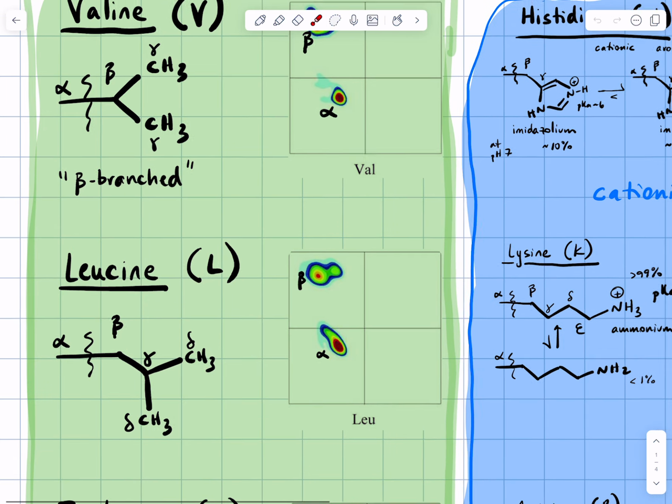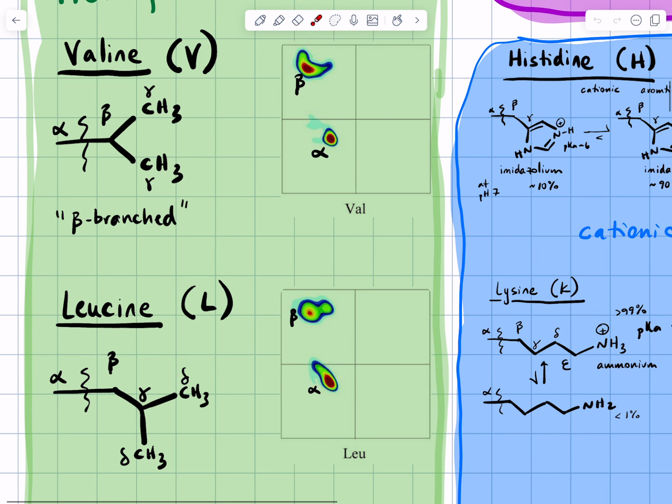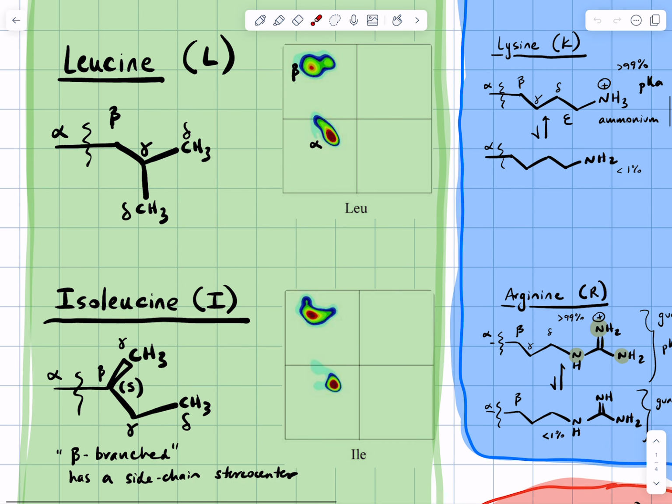Leucine is next. Leucine's a little bit different. Leucine has a regular non-branched beta carbon. Then on the delta carbon, we have branching with 2 methyl groups. So leucine is like valine if you were to insert another CH2 here between the alpha and the beta carbons of valine. Isoleucine is like leucine. Its one-letter code is I, only you take one of the methyl groups and you move it back over to the beta carbon, so there's branching on the beta carbon.